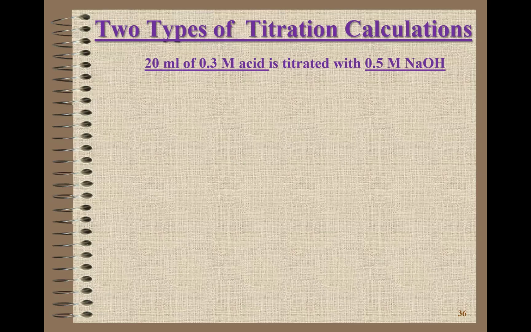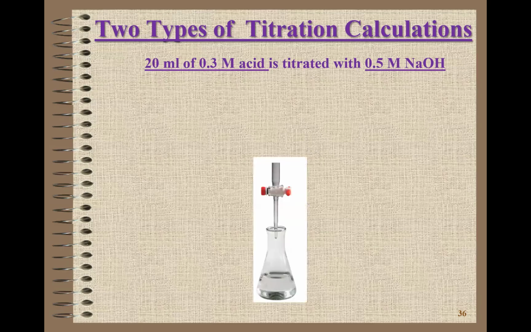Now we're starting off with 20 milliliters of 0.3 molar acid. And we're going to titrate it with 0.5 molar NaOH. So this is where our acid is, right there. 0.3 molar acid. Okay? It's a strong acid. No, excuse me. It can be a strong acid in one case and a weak acid in the second case. First, we'll do the strong acid.